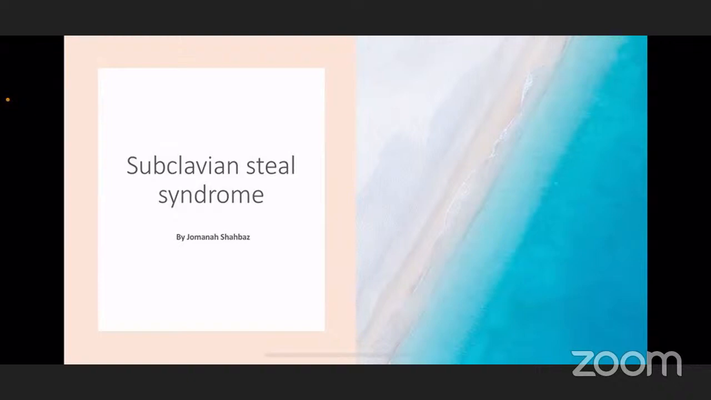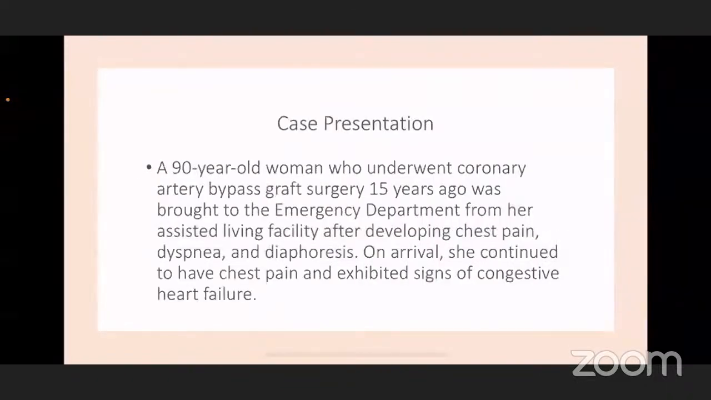Can everyone hear me? Yes, Jumana, your voice is heard. You can go ahead. Okay, good. So, subclavian steal syndrome. We will start with a clinical scenario. This is a case presentation of a 90-year-old woman who underwent CABG surgery 15 years ago. She was brought to the emergency department from her assisted living facility after developing chest pain, dyspnea, and diaphoresis. Upon arrival, she continued to have chest pain and she exhibited signs of congestive heart failure.